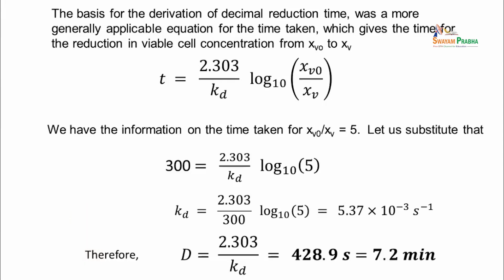Now that we have Kd, we can find the decimal reduction time as 2.303 by Kd, which turns out to be 2.303 by 5.37 into 10 power minus 3, or 428.9 seconds. Because this was in second inverse, we get this in seconds. If you divide this by 60, we get 7.2 minutes. Therefore, it takes 7.2 minutes for a tenfold reduction in the viable cell concentration under these conditions.